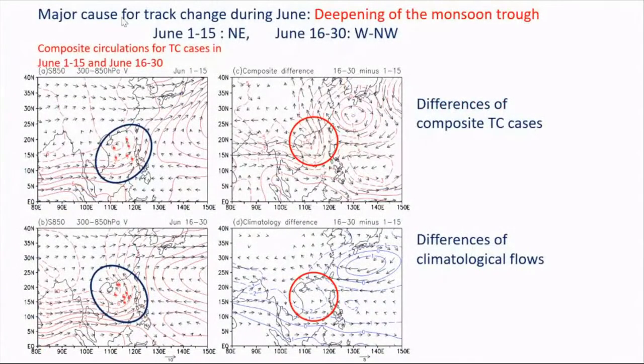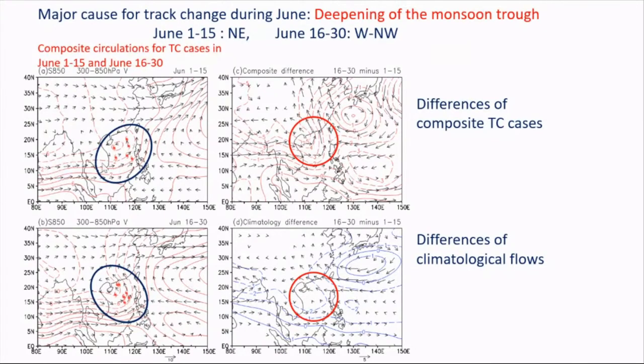So our next question is, what is the major cause for the track change during June? Our analysis shows that in early June, the major TC track is northeastward. In late June, the TC track changed into west-northwestward. So then we have a composite circulation pattern for the TC cases for early June and then late June.